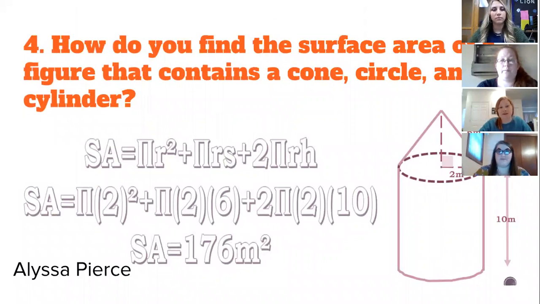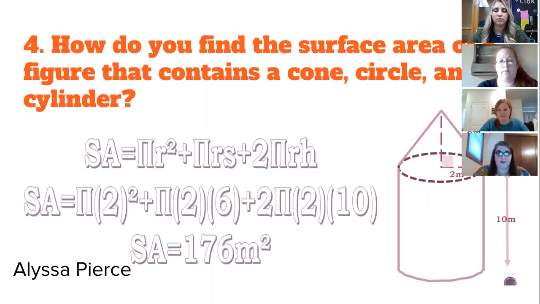Hey, Alyssa, how do you find the surface area of a figure that contains a cone, circle, and a cylinder? All right, so by looking at this figure, it can be daunting at first. So by separating it out, you're better able to see the individual formulas for the surface area.